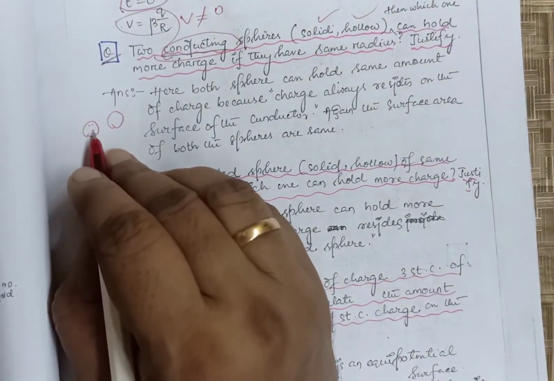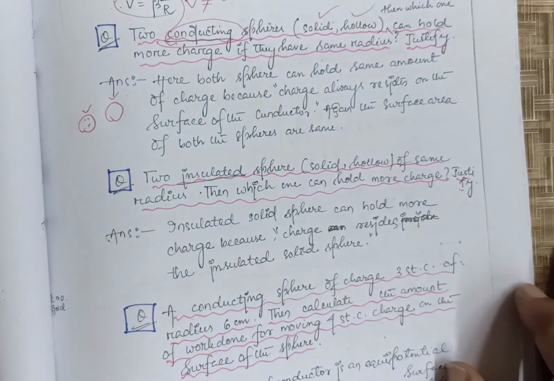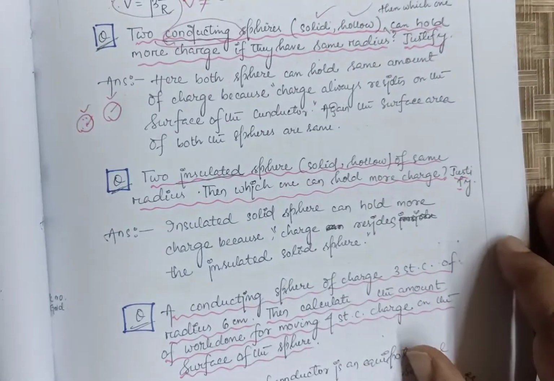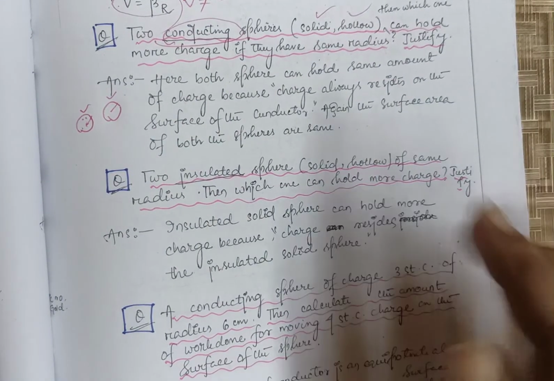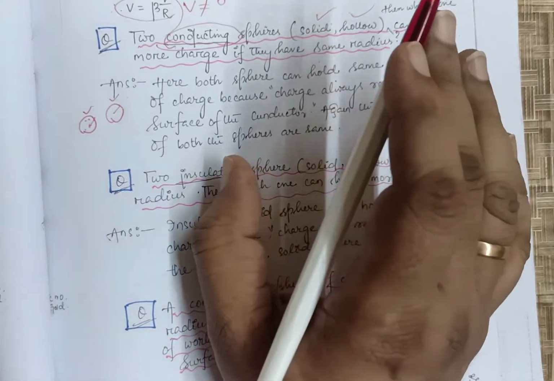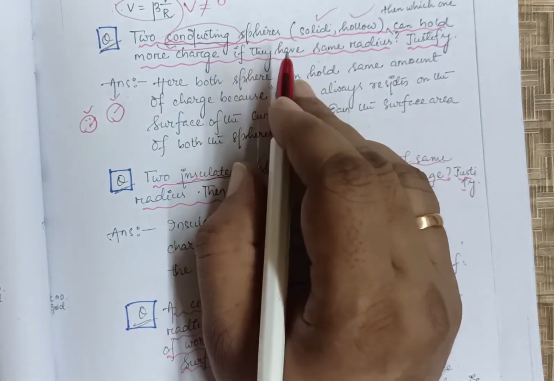Solid or hollow, a conductor means charge always resides on its surface. As both the radii are the same, both the surface areas are the same. So the charge residing on both surfaces will be the same. So in this question, neither one can hold more charge. Both will hold the same amount of charge.